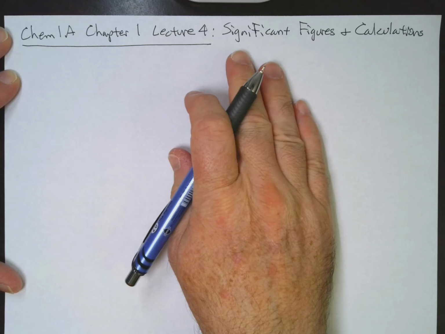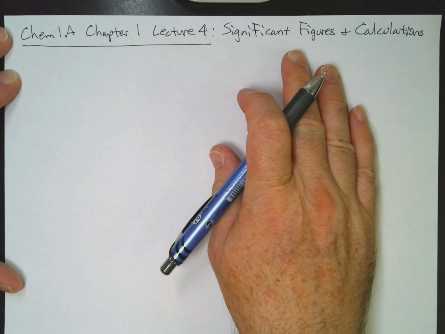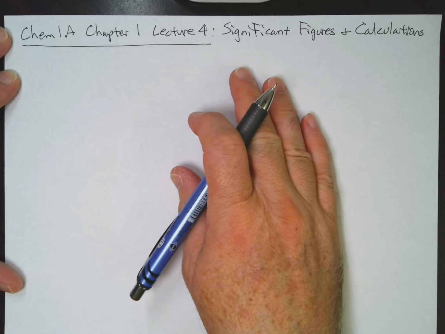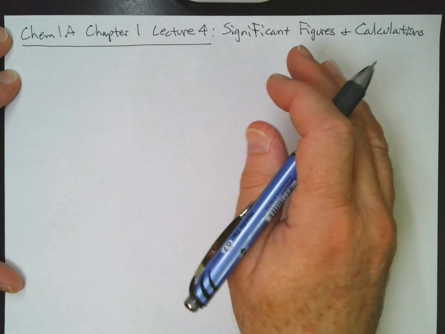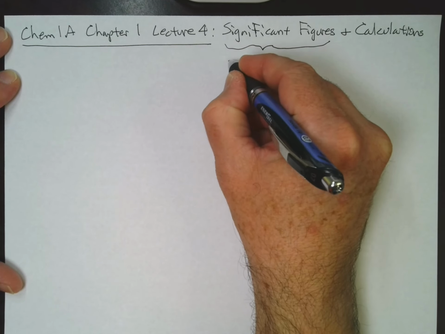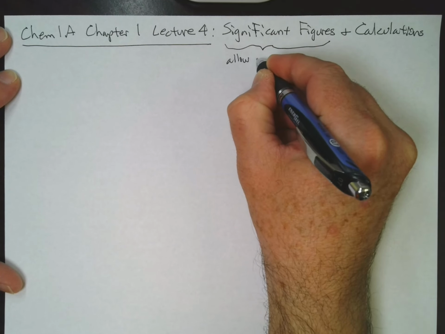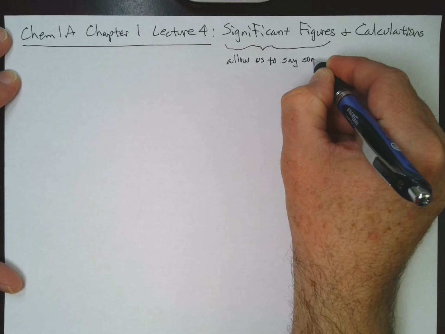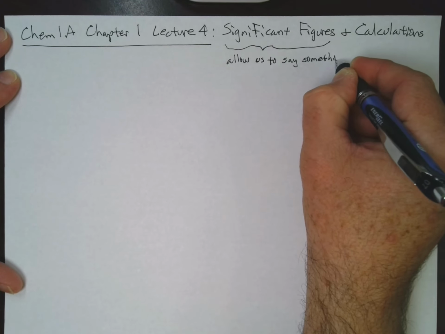Now, why do we worry about significant figures? In fact, what are significant figures? Well, the significance, for lack of a better word, of significant figures is that they allow us to say something about the precision of a measurement.